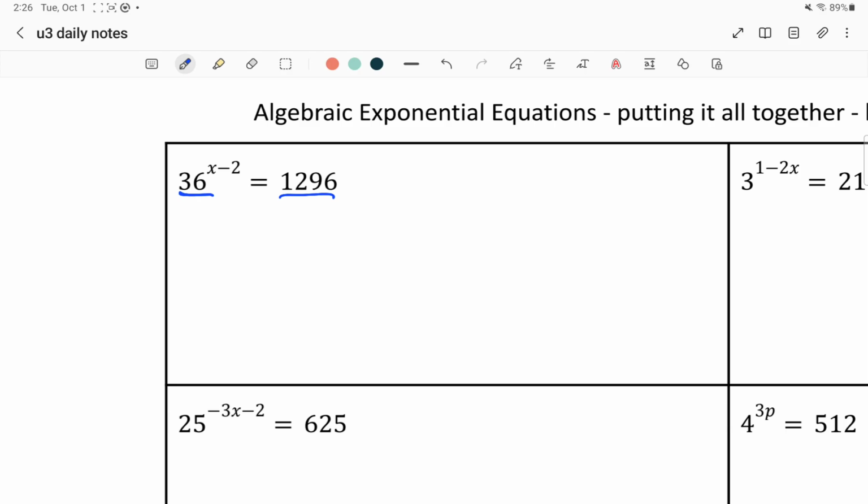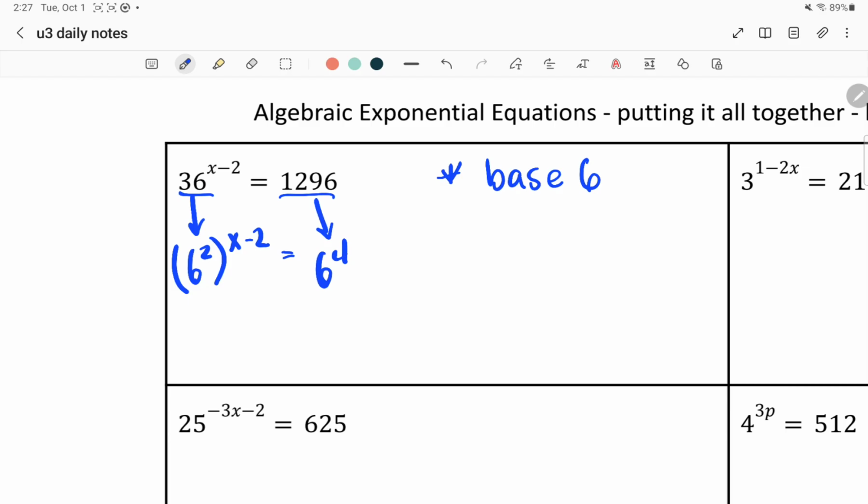And I see, if you look at your 6 column, I see 36 and 1296 in the base 6 column. So I can convert this to 6 squared to the x minus 2, and I can convert this one into 6 to the 4th. And now that I have the same base, I can do a little bit of math. So I've got 2 times x minus 2 equals 4. And from here, I can solve for x.